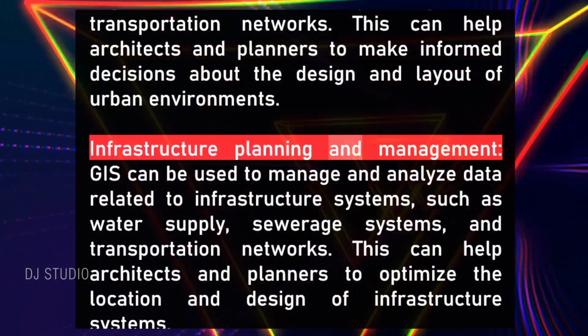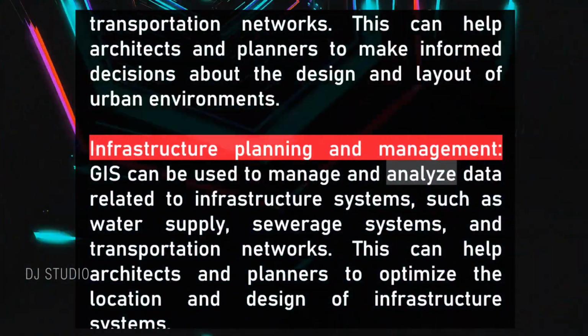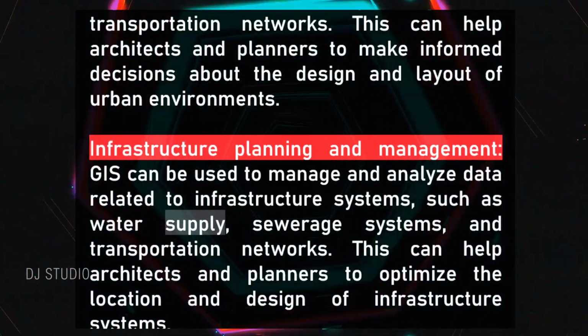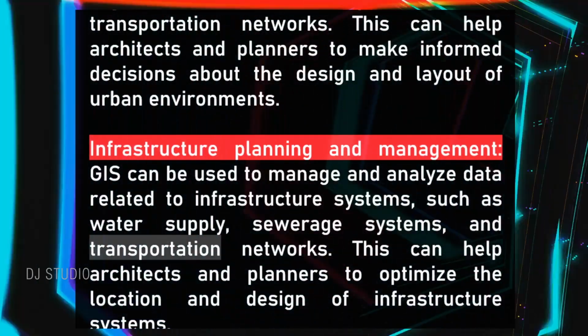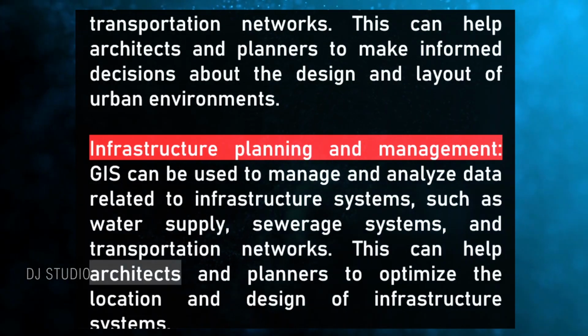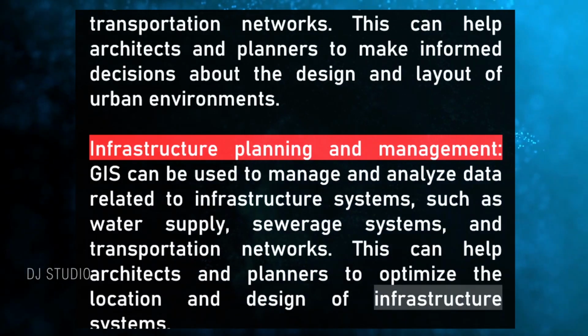Infrastructure planning and management. GIS can be used to manage and analyze data related to infrastructure systems, such as water supply, sewerage systems, and transportation networks. This can help architects and planners to optimize the location and design of infrastructure systems.